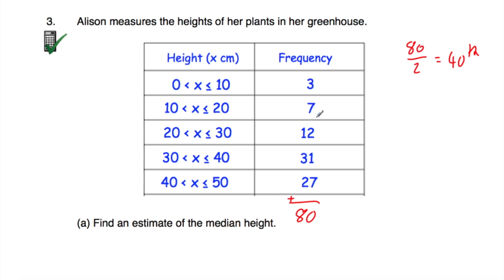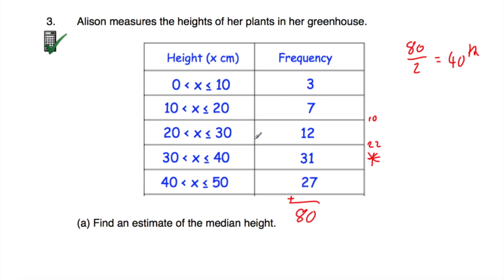No. Another 7, that's 10 so far. Is it in there? No. Another 12, that's 22. Would the 40th value be in there? No. Now we've got 22, we go another 31, that'll be equal to 53. So is the median in here? Yes it is. So that's the class interval the median would be in.